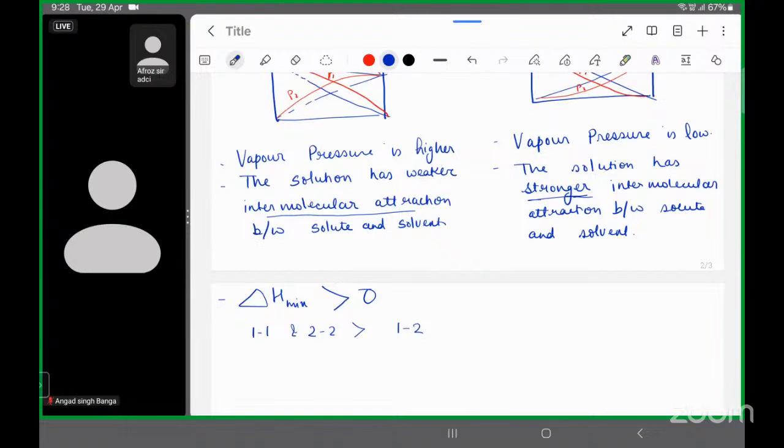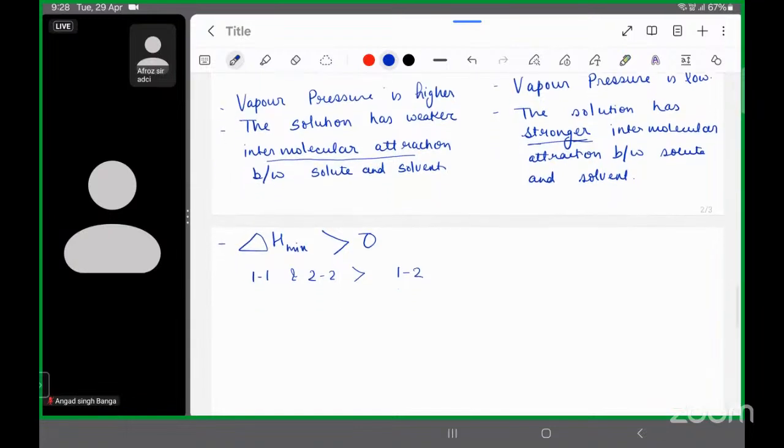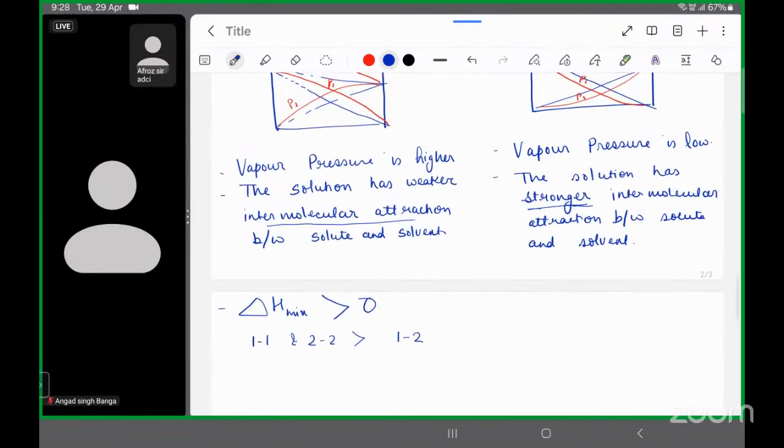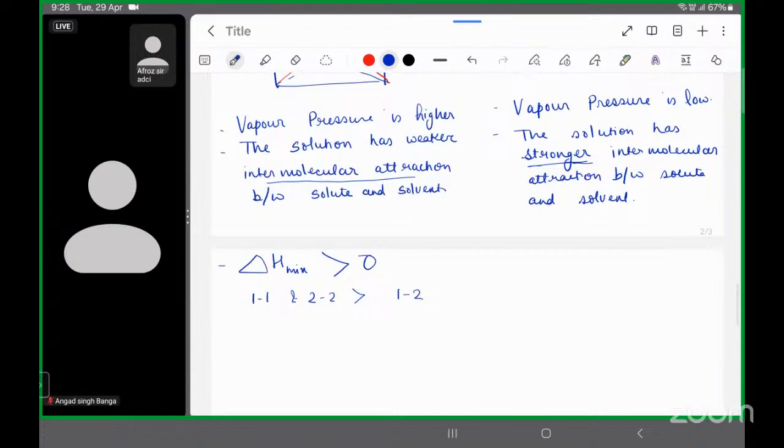Okay. It means what? Is it endothermic or exothermic? Delta H mixing is greater than 0. It means it is endothermic or exothermic. What will you say if a question is asked during the positive deviation? The reaction is endothermic or exothermic? Energy is absorbed or released?